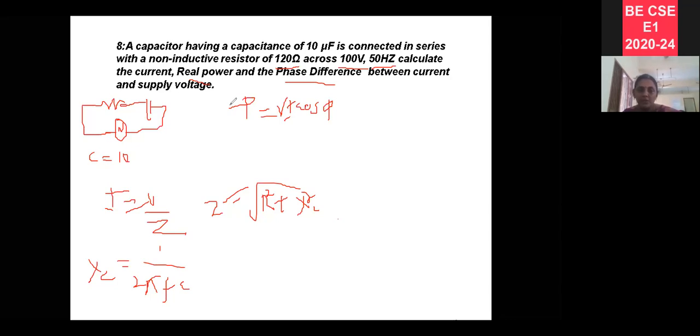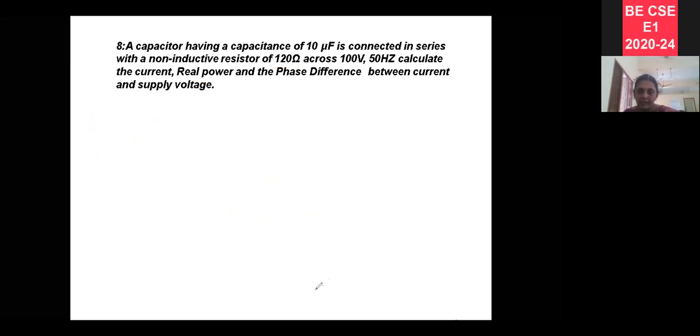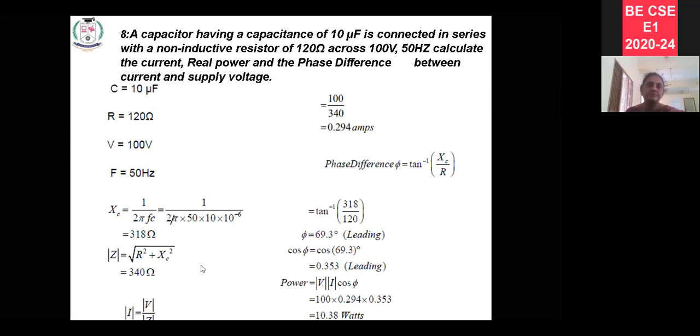Okay, I will display the answers now. Just check out your answers. X is equal to 318. Many of them have got 318. And Z is equal to square root of R square plus X square. So it is 340.